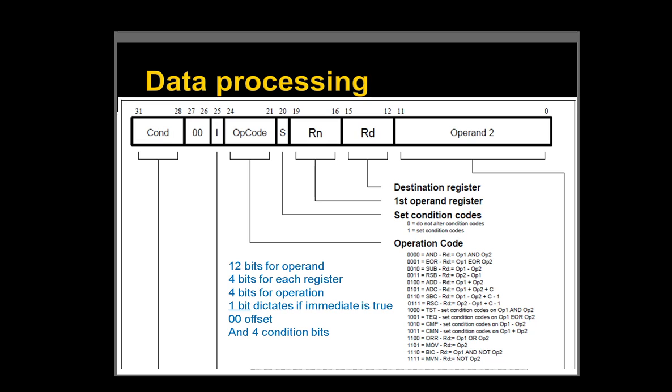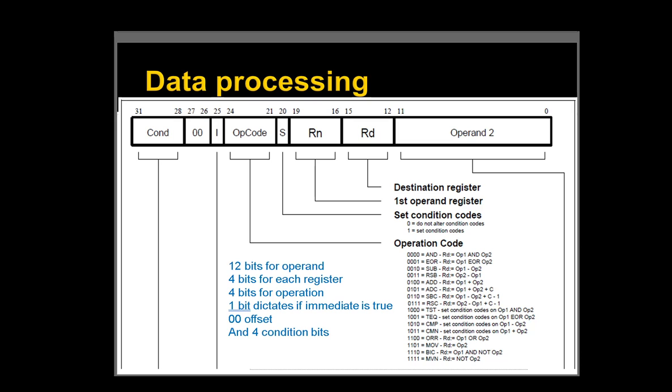It's the data processing instructions. And we said we have many of them, right? We have the add, subtract, XOR. We have the move, compare, move not, or move the negative of the number or the inverse of the number, and so on. So you need to tell the processor which of them you're doing.